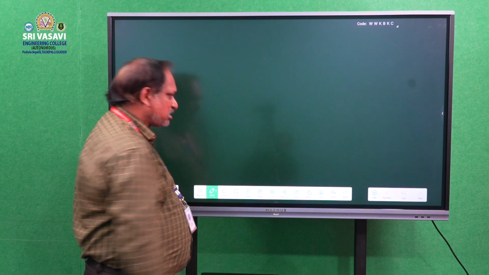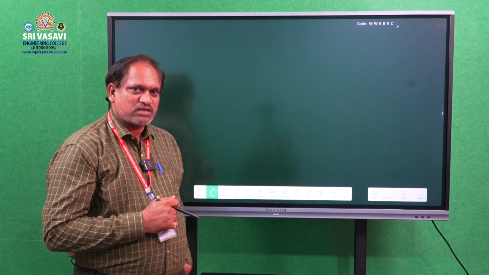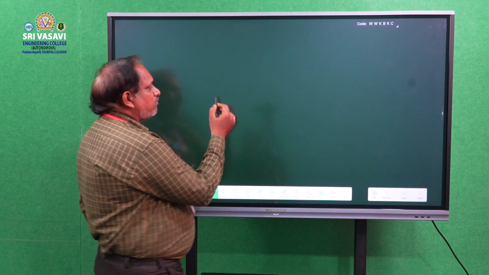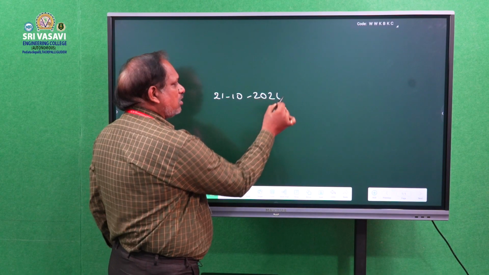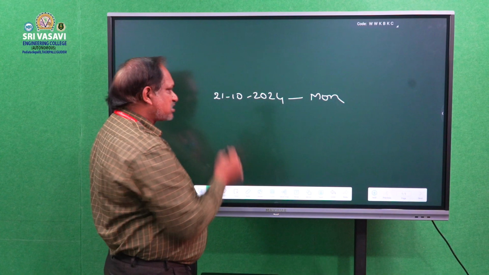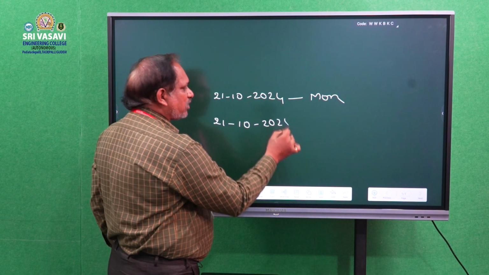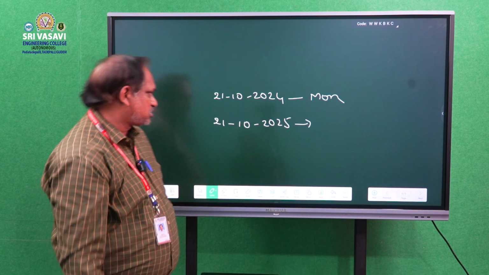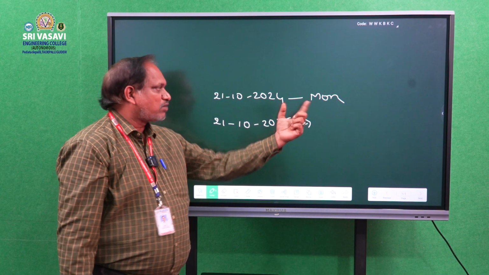And some questions related to the calendar in placements or competitive examinations, how they are asked. Just 2 or 3 examples, then we conclude this. For example, 21st October 2024 is Monday. This we know. So he is asking what was the day on 21st October 2025. Find the day on 21st October 2025. So 1 year after, the next year, the same date, what is the day?